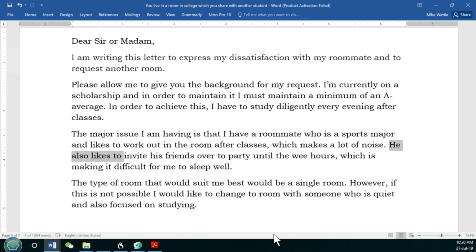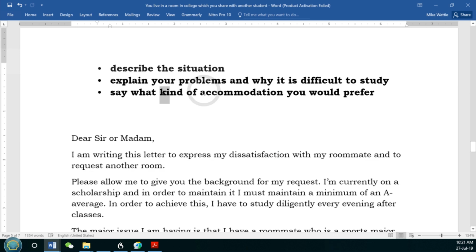He also likes to invite his friends over to party until the wee hours. Again, this is probably enough, but let's make this even clearer to the reader about why this is a problem. Hey, well, for some people this might not be a problem. Party till the wee hours, fantastic, what great fun, what a great way to relax from your studies. We want to highlight to the reader why it's a problem, which is making it difficult for me to sleep well. Now we should respond to the third bullet point.